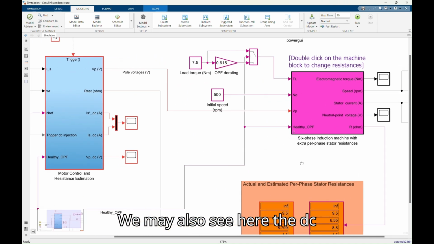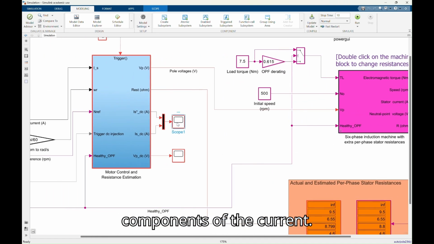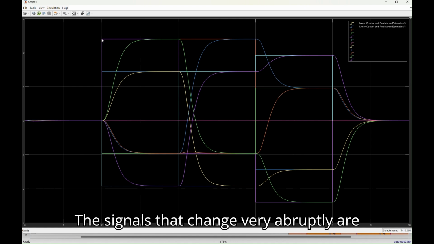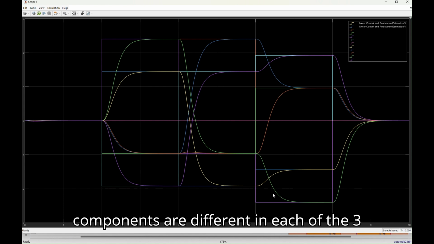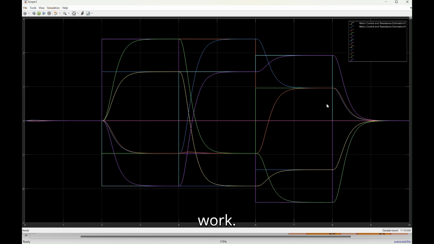We may also see here the DC components of the current. The signals that change very abruptly are the DC components of the references that we generate with the proposal. The ones that are smoother are the filtered measured currents, which tend to match the references, as you may see. So here you can see how the DC components are different in each of the three intervals in order for the method to work, okay?